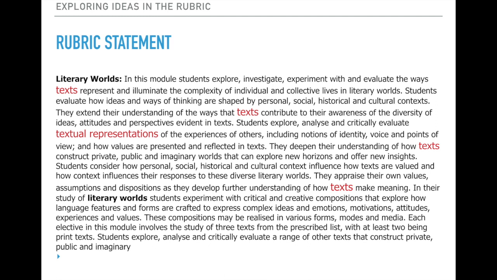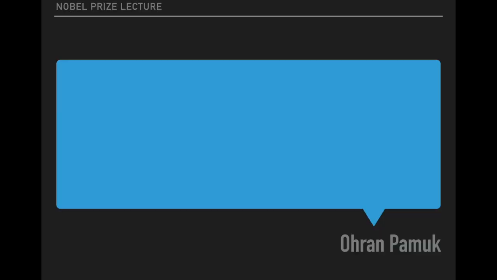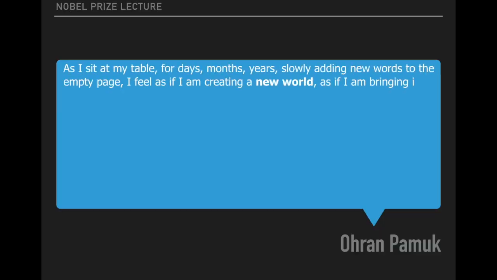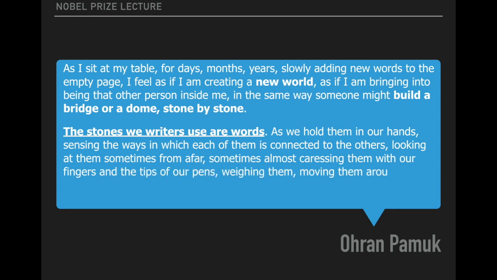The metaphor of a literary world suggests a place that's being constructed, where the text provides signs, symbols, and structures that act as a framework for meaning making. Orhan Pamuk, in his Nobel Prize lecture, uses the metaphor of creating a new world when he is writing, using the analogy of someone building a bridge or a dome, stone by stone.